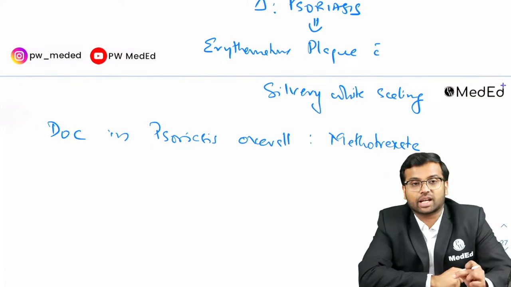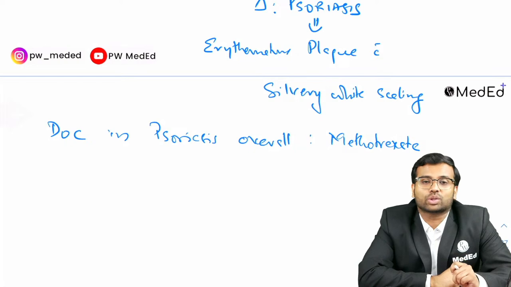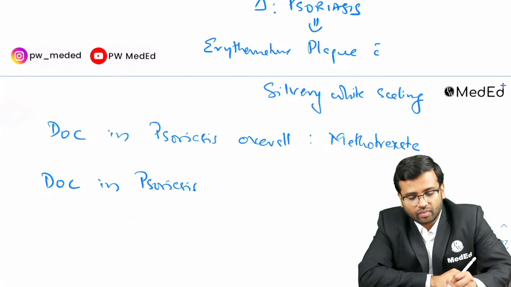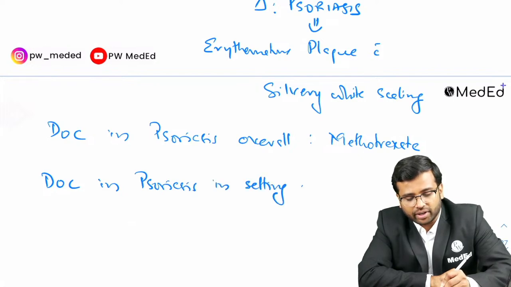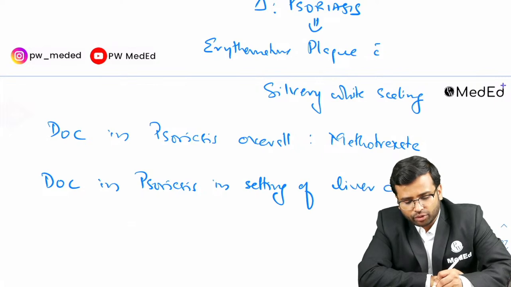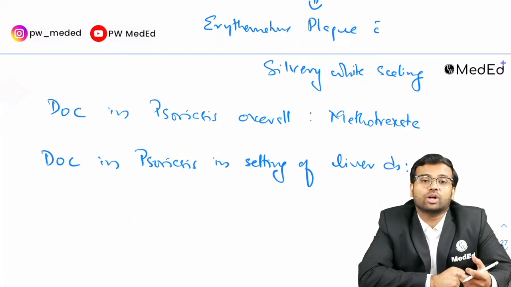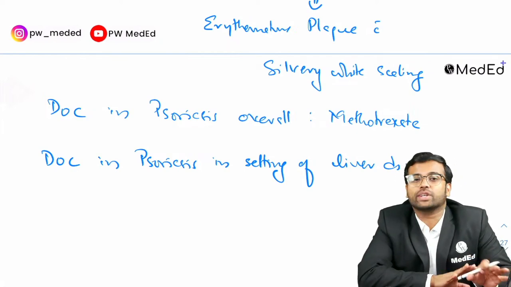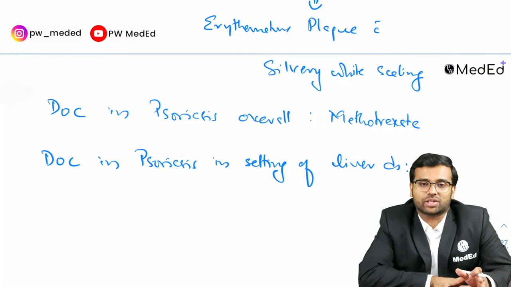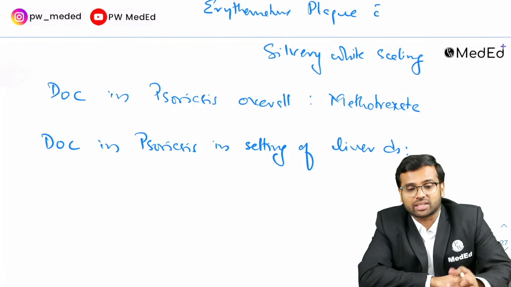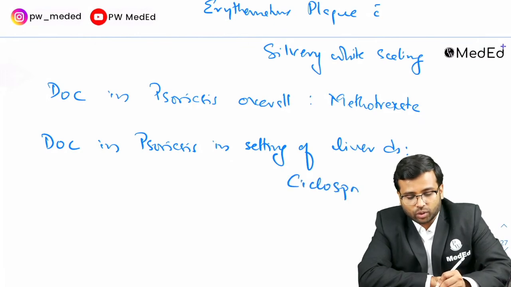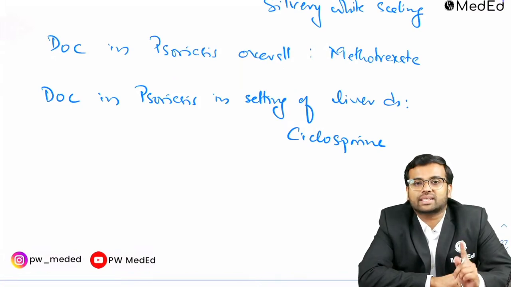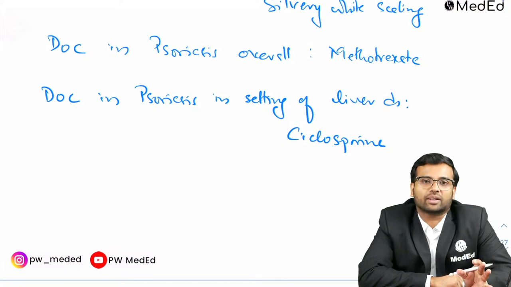Now there are a few more things that you should remember when it comes to the treatment part in psoriasis. Like, what is the drug of choice in psoriasis in the setting of a liver disease? For example, if there is a chronic alcoholic who is having psoriasis, in such cases, will you prescribe methotrexate? Obviously no, because of the side effect, hepatotoxicity, right? So what is the drug of choice in such cases? In such cases, we can go for cyclosporin. So whenever there is a setting of a liver disease, like in a chronic alcoholic, the drug of choice can be cyclosporin.